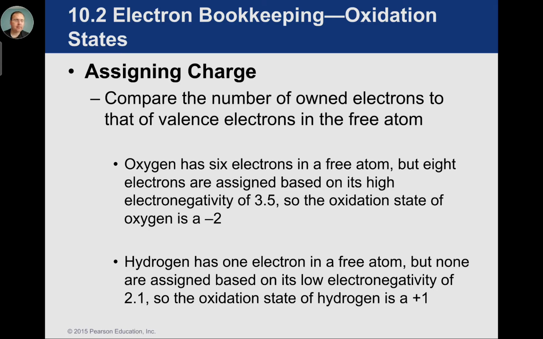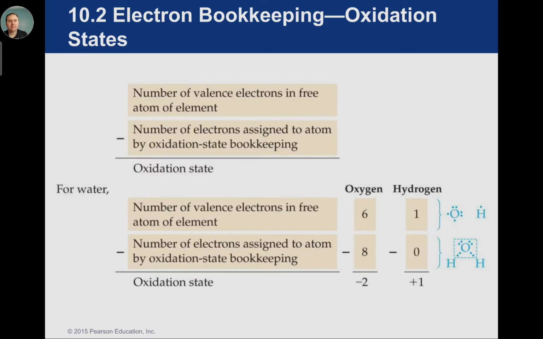Hydrogen had 1 electron, but it ended up with no electrons in the end because of its low electronegativity of 2.1, and that resulted in a +1 charge because it still has 1 positive proton, but now with no negative electrons left. So this difference of, we had 6, we now have 8, 6 minus 8 is -2. We had 1, now we have none, that's a +1. So that's another way to mathematically think about what happened.